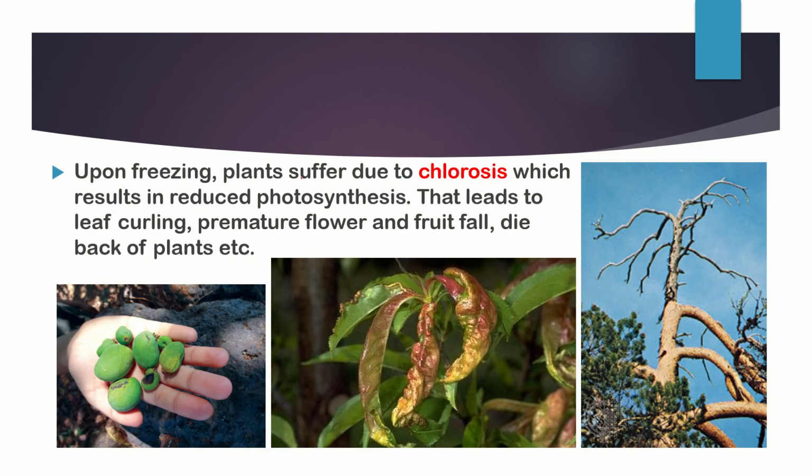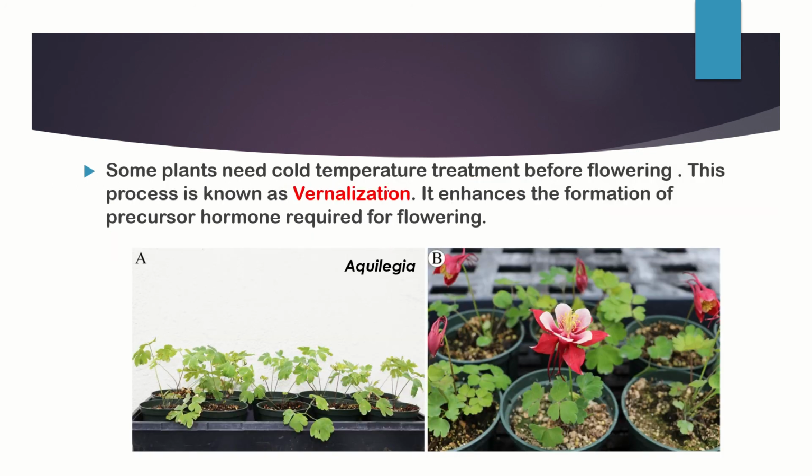There are no winters in that area, so they are very sensitive to low temperature. So upon freezing, what happens? You will see that plants show the signs of chlorosis. Because chlorophyll is not there, photosynthesis will reduce, and many symptoms are going to appear, like leaf curling. You can see here. Then premature fruit and flower fall. See, all these are premature fruits. Then you observe dieback of plants. When the apex of the plant is going to die, ultimately the whole plant will suffer. Okay, so that is called dieback. So all these symptoms are observed at low temperature.